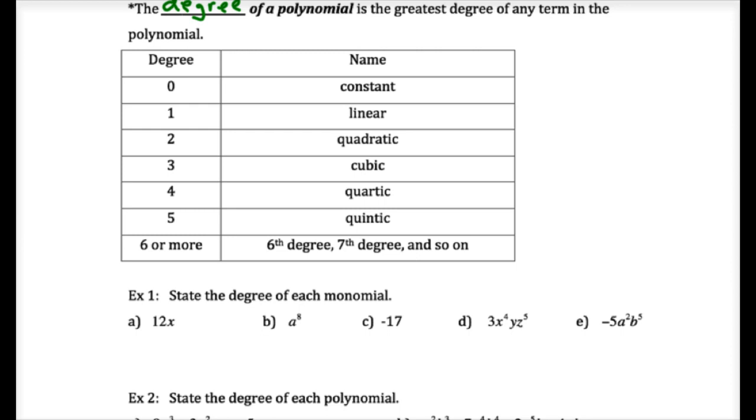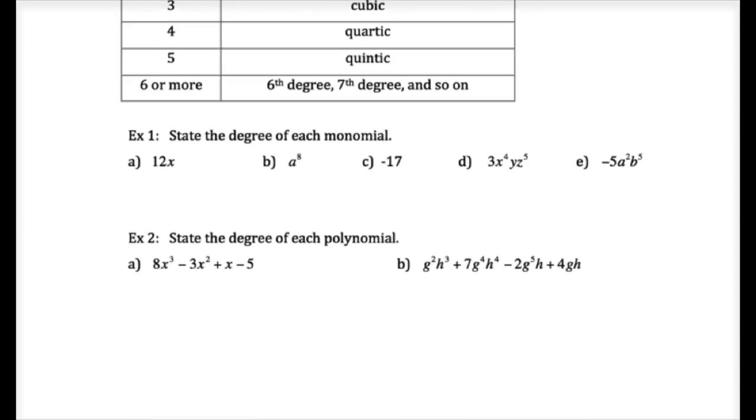All right, here's what you guys are going to be doing for your homework. But again, guys, look and study that chart a little bit. All right, don't blurt it out if you know the answer. That's what I want everybody to think. State the degree of each monomial. 12x, the first one.